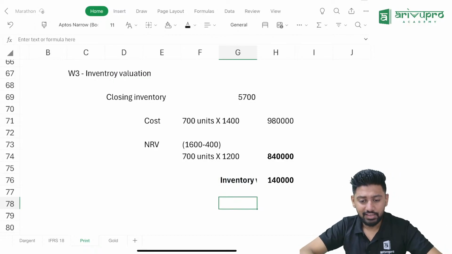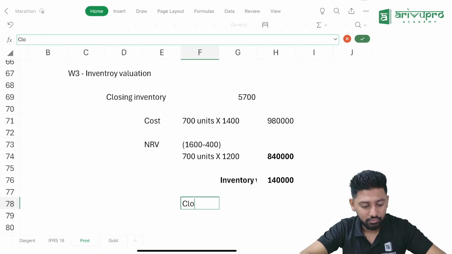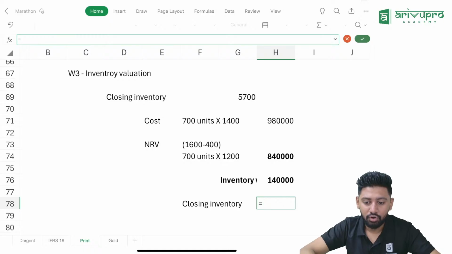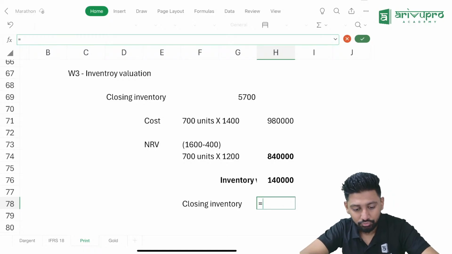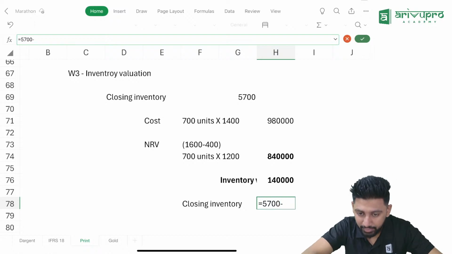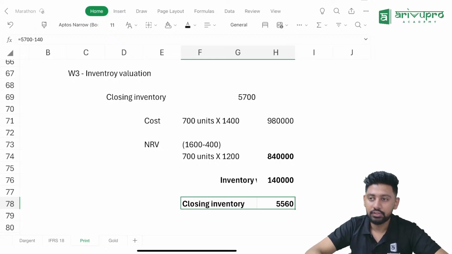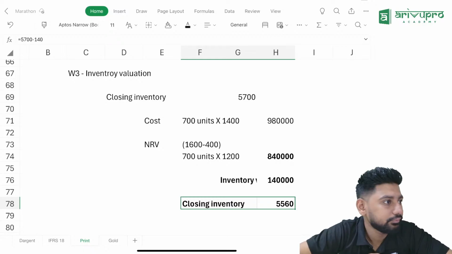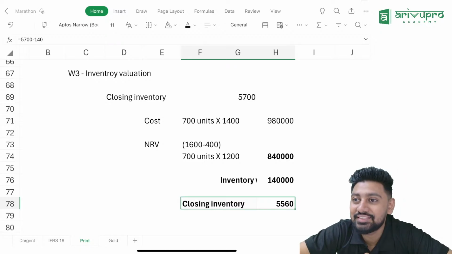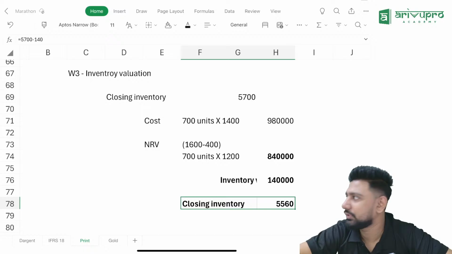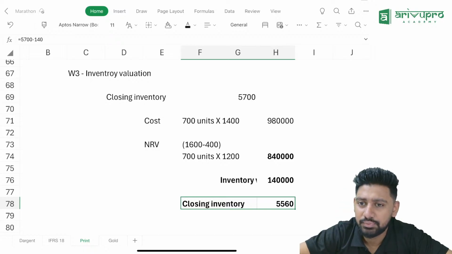Super. Now, basically, my inventory to take to my financials, therefore, my closing inventory will be, obviously, I brought forward 5,700. So, 5,700 minus 140. 5,560 would be my closing inventory. Understood? Are we clear? Yes. Everybody, are we clear? Yes. It's a straightforward adjustment.